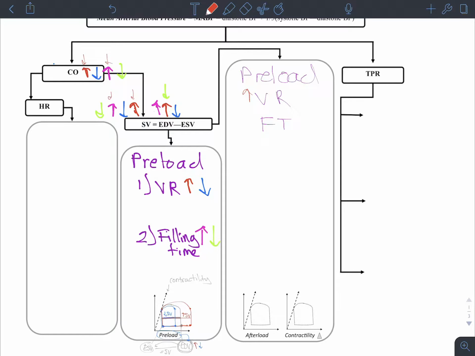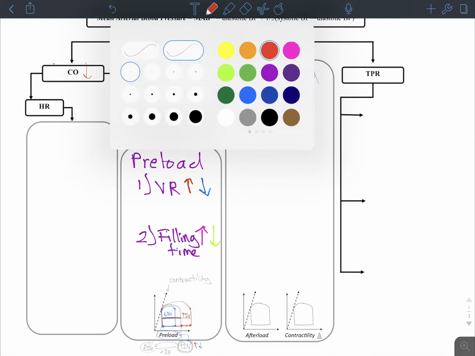So if we increase the amount of blood that's there, such as increasing venous return, that will increase ESV, but if we're increasing ESV, that will actually decrease stroke volume because they're inversely related. And if we're decreasing stroke volume, that will also decrease cardiac output and then decrease blood pressure. Okay, the opposite will be true too.